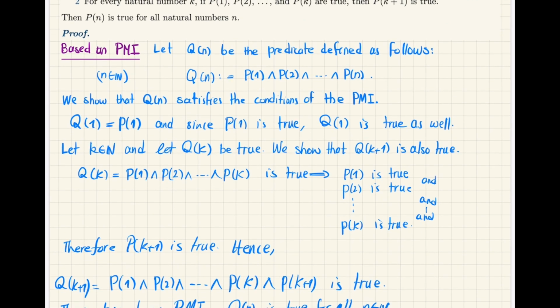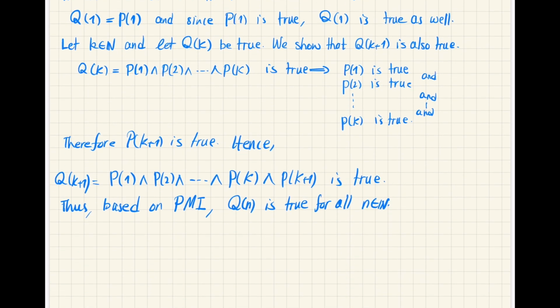Assume that this is not the case. Let me write this in detail. We now show that P of n is also true for all n in N. Assume that this is not the case.